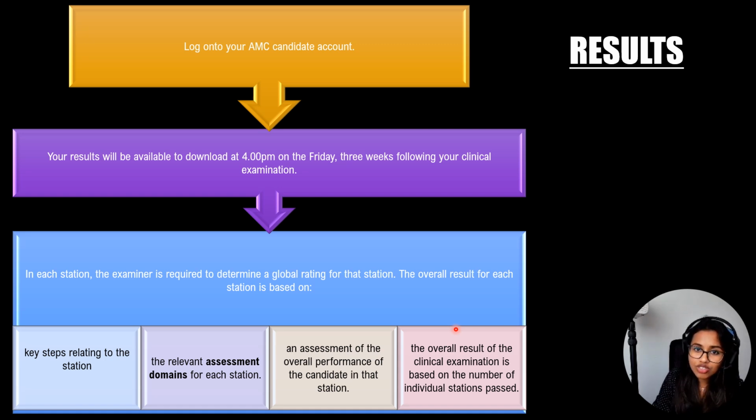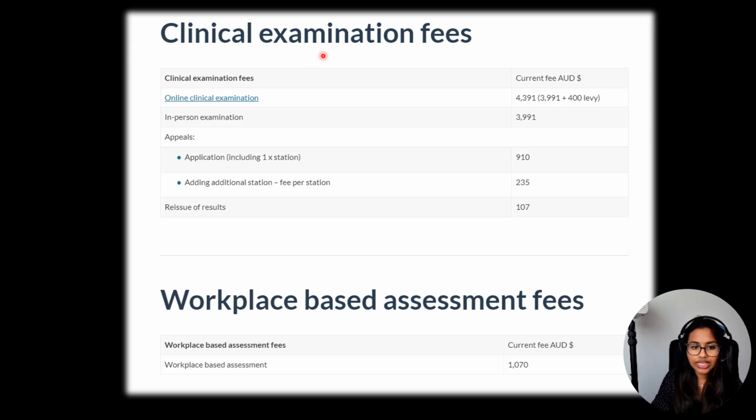If you passed more than 9 cases out of the 14 stations that are assessed and scored, you cleared your examination. So, just an overview of the fees for your examination, guys. We only have the online examination at the moment. I think it's ongoing for this year, and that costs around 4,391 Australian dollars. The in-person examination would be $3,991 from 2025. My understanding is that the offline examination will also be conducted, so you will have the option to do both online and offline examination, guys.